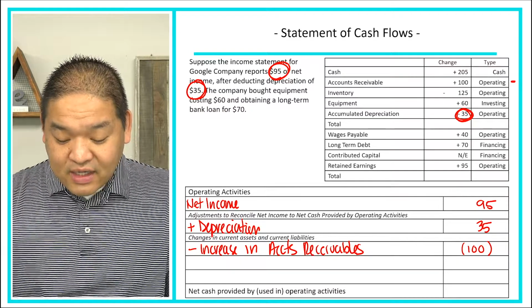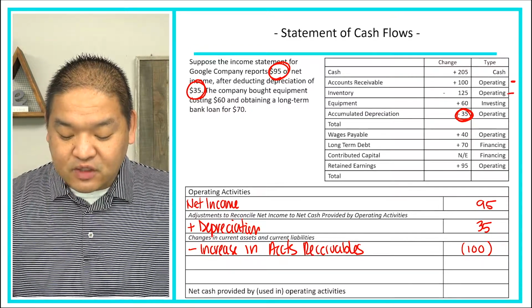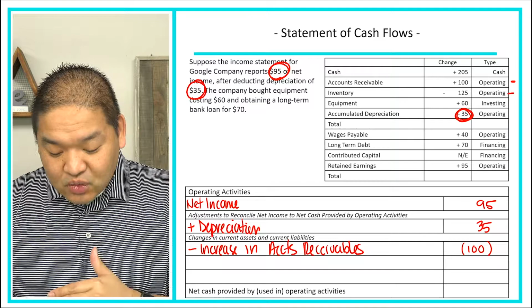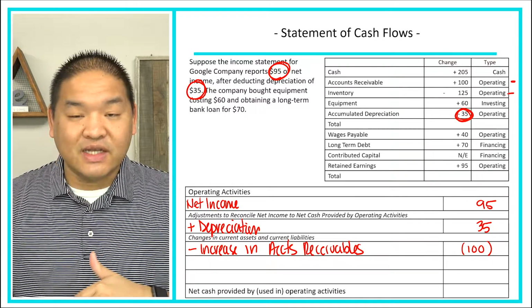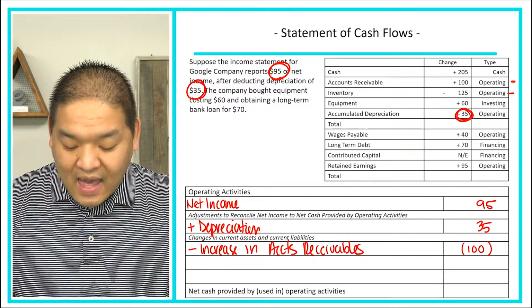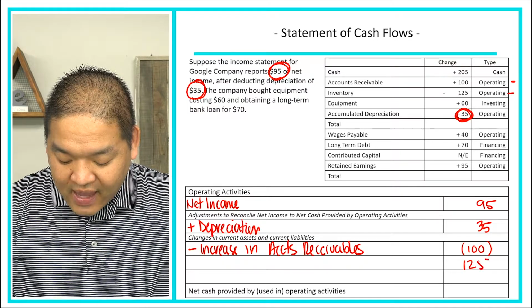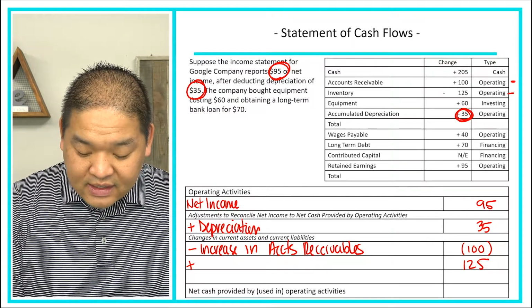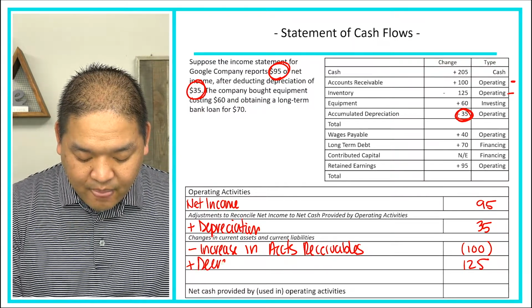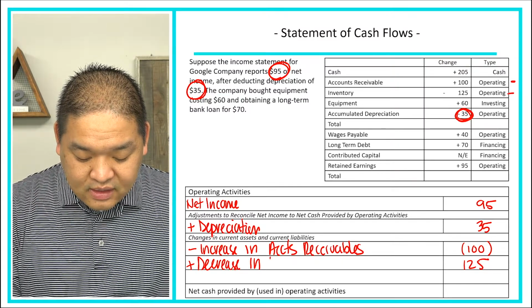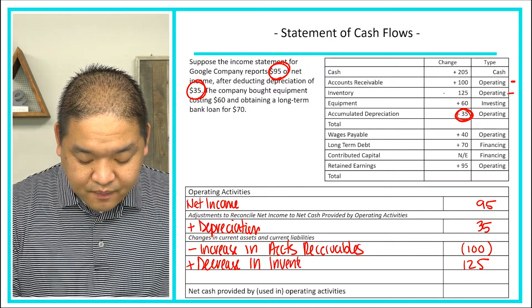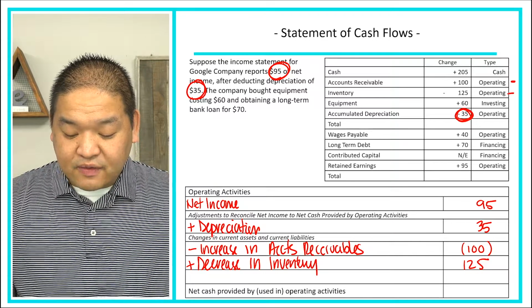All right, next one here is inventory. If you notice, inventory decreased by 125. So because it's a decrease in a current asset, we're going to add 125. So we'll add the decrease in inventory. That takes care of the 125.